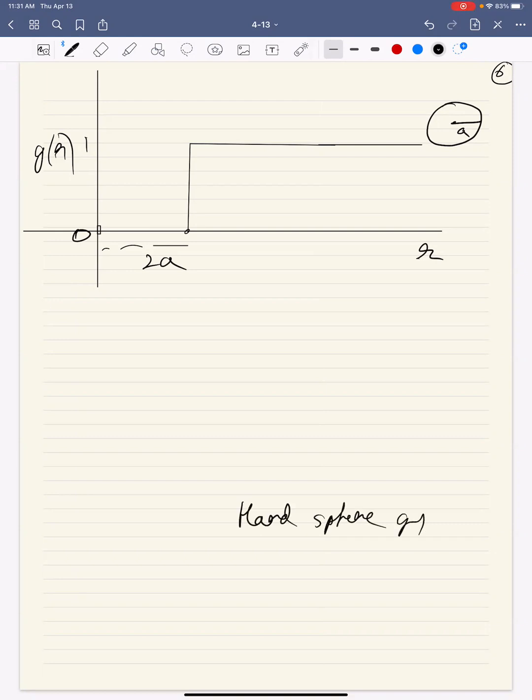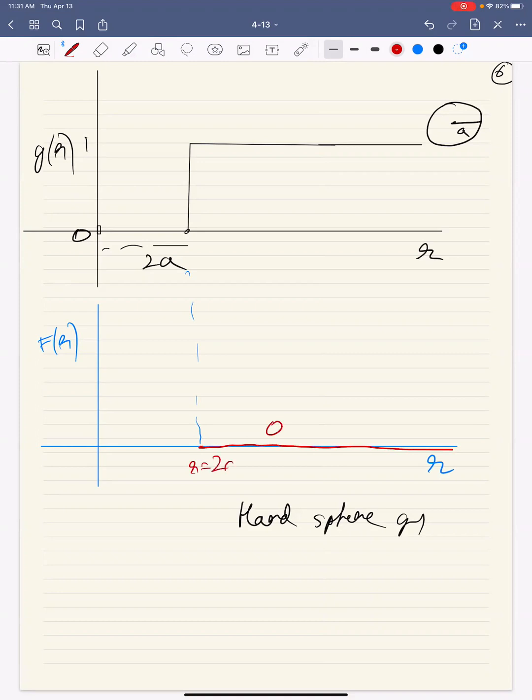How about the force? So let's think about the force now. F of r versus r. If the distance between the two hard spheres, their center of mass, is more than 2a, then there is no force, right? So we know once again that it goes to 0 if r is more than 2a. How about r less than 2a? Whatever we want it to be, because we'll never get closer than 2a.